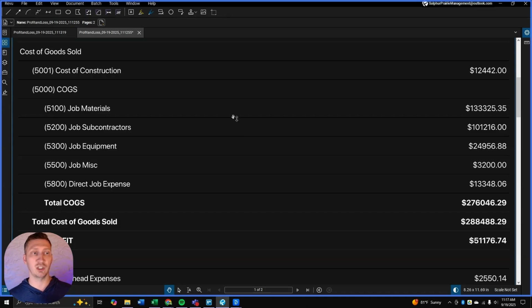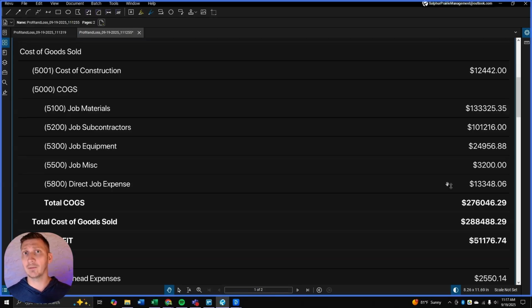You should have job materials, subcontractors, equipment, miscellaneous, and then direct job expenses. I always get asked, what are direct job expenses? It's things like project managers, superintendents that aren't actually doing the labor. Maybe it's composite cleanup, connexes, things that are contractually required for you to do the work, but they're not directly making you money. And it has to be tied to a job specifically.